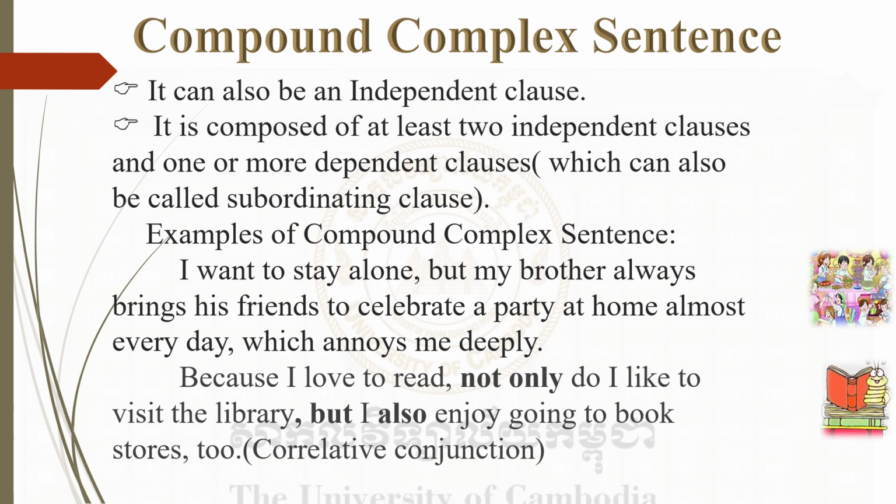Another example: because I love to read, not only do I like to visit the library, but I also enjoy going to bookstores too. Not only, but also is called a correlative conjunction. So you can look at these two examples. There are two independent clauses joined by one or more dependent clauses. So it's called a compound complex sentence.